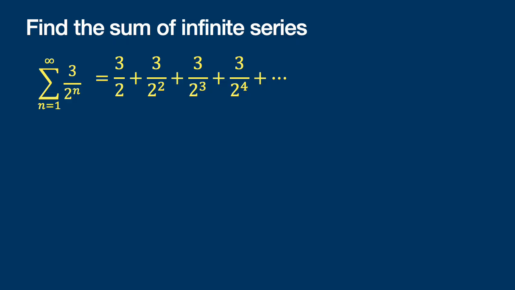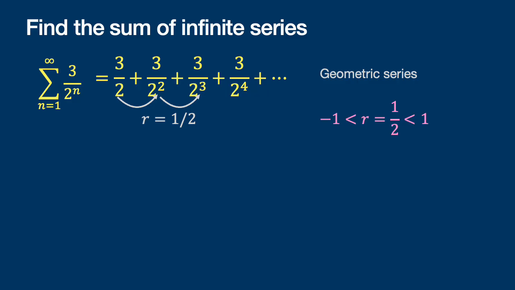Then how do we make each term? 3 over 2 goes to 3 over 2 squared: you times 1 over 2, which means the ratio is 1 over 2. So that's why this is a geometric series. The ratio is between negative 1 and positive 1, so the geometric series converges. So we have a formula for that.